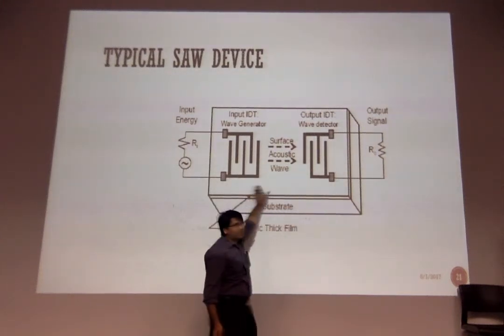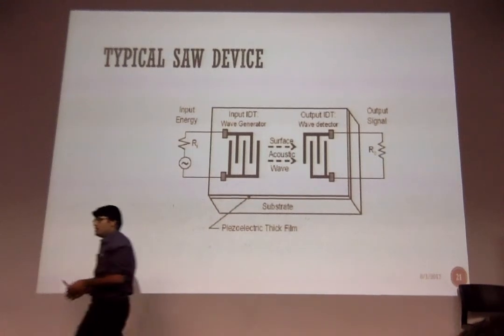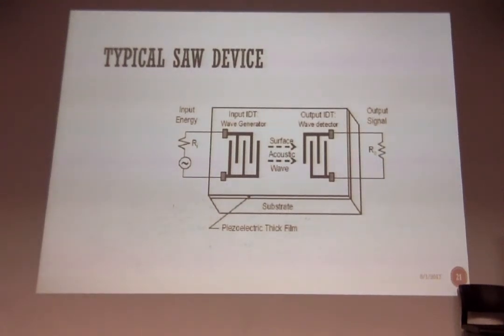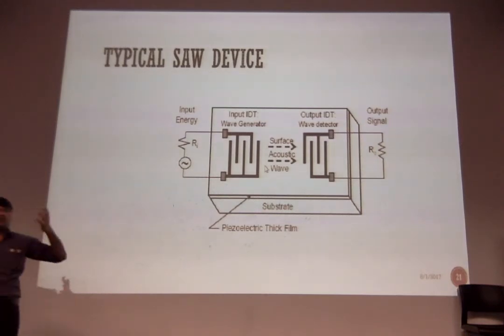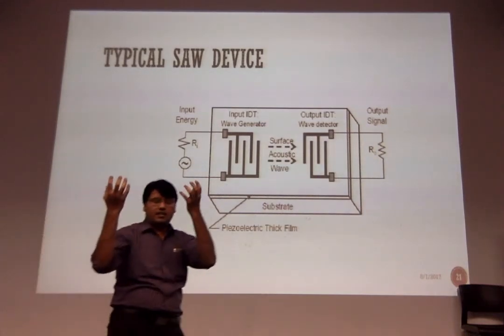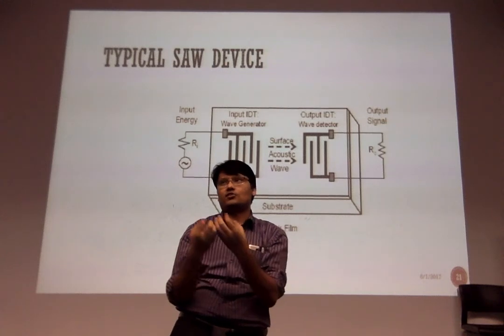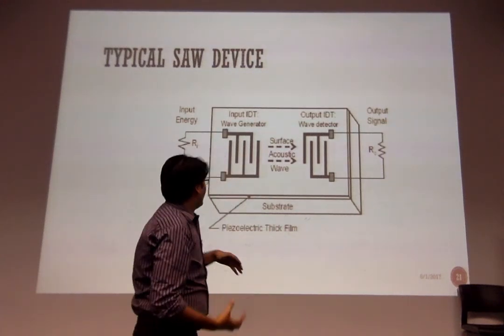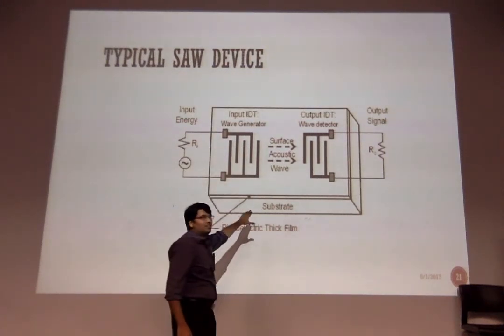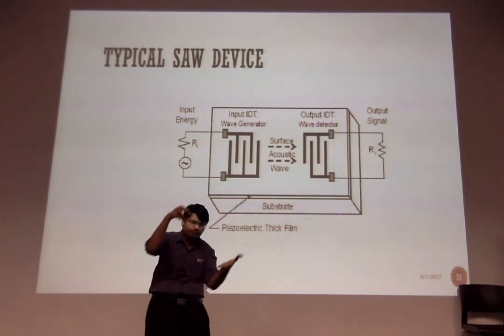So when we coat something in between these two, a sensing medium, when we coat in between these two surfaces, this sensing medium can absorb certain gases or certain molecules, and it is actually going to affect the velocity of the waves because you have something extra on the top.